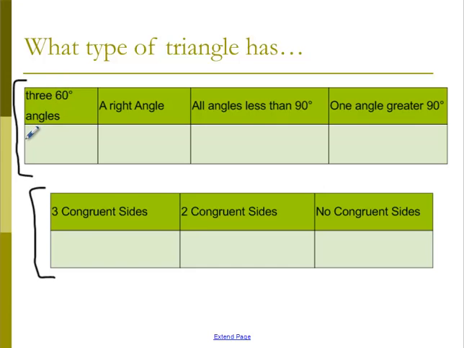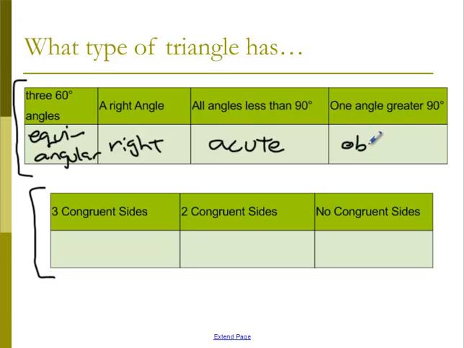Sixty-degree angles, meaning every angle is exactly the same. Because the angles are the same, it's equiangular, and I can't fit that on one line. If there's one right angle, that means it's a right triangle. If all the angles are less than 90, any angle that's less than 90 is acute. So if the angles of a triangle are less than 90, it's an acute triangle. Having one angle greater than 90, any angle that's greater than 90 is called an obtuse angle. So an angle greater than 90 in a triangle makes it an obtuse triangle.